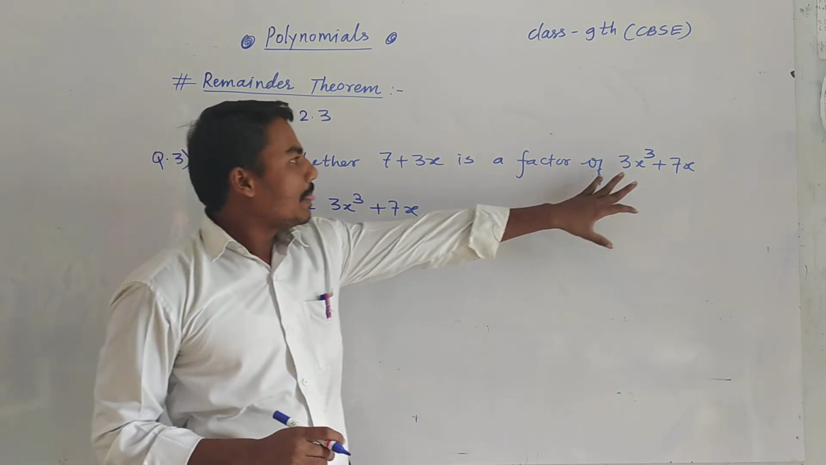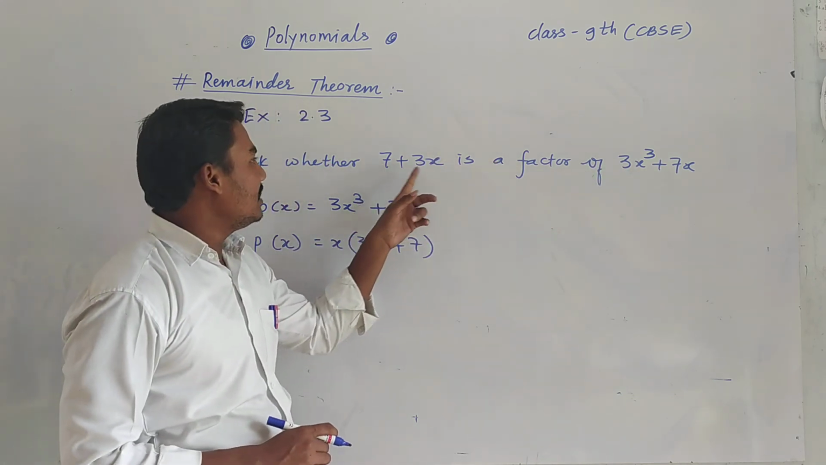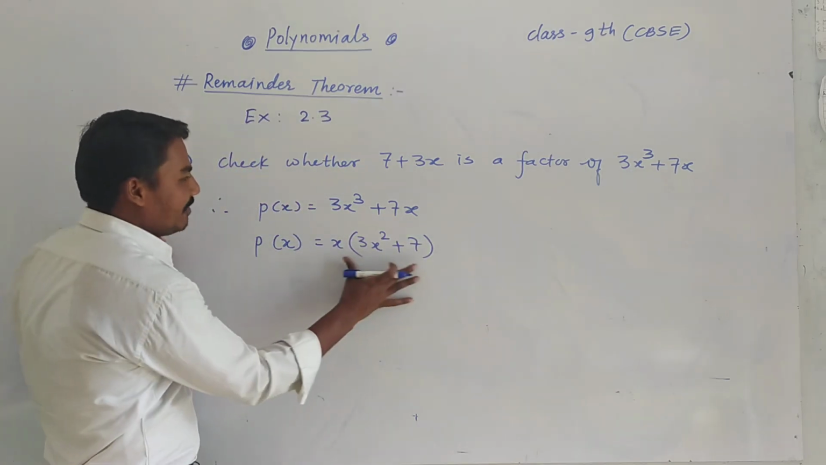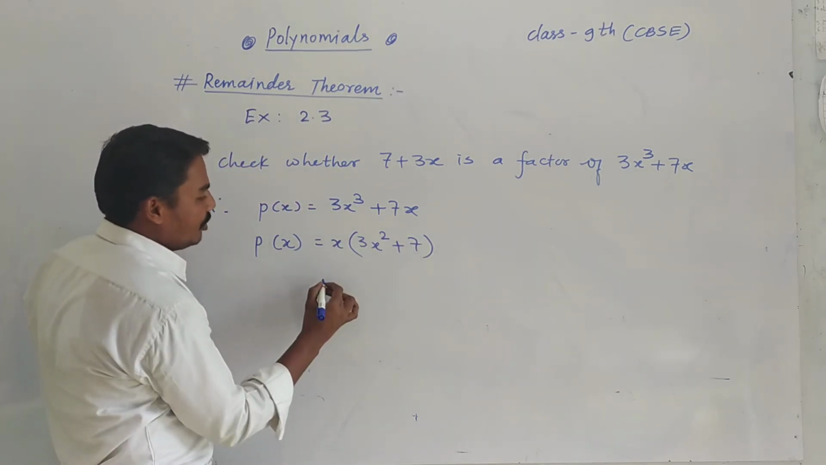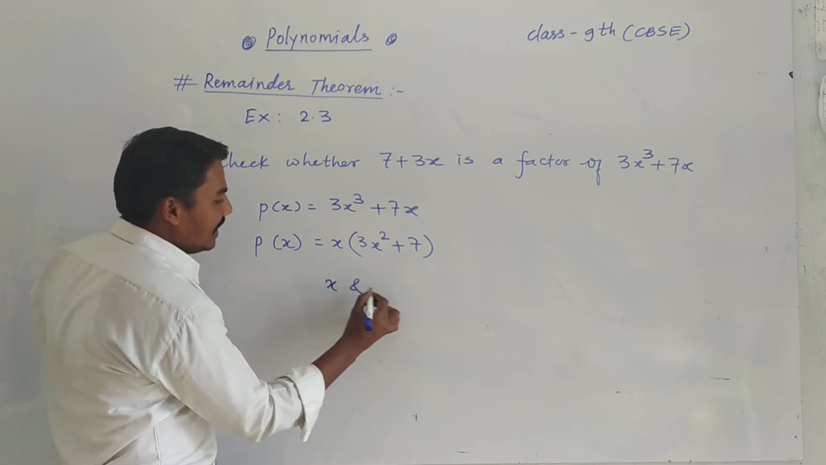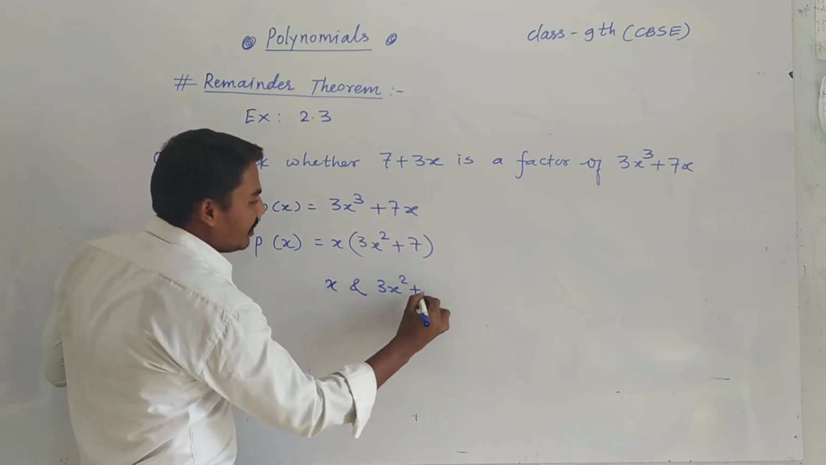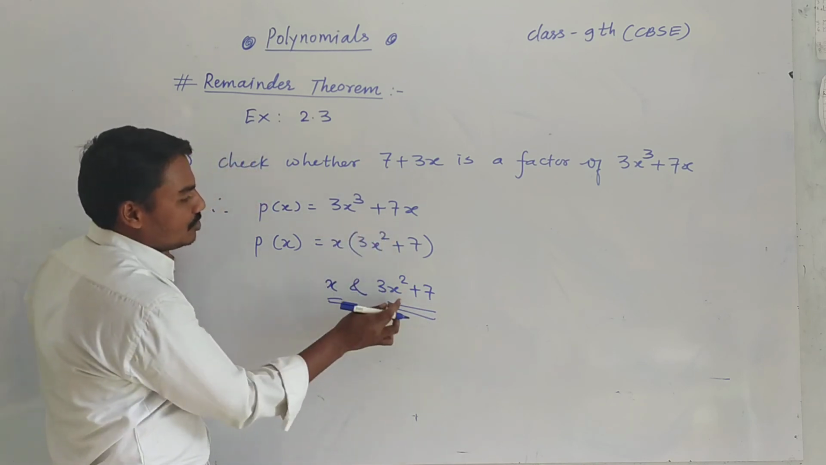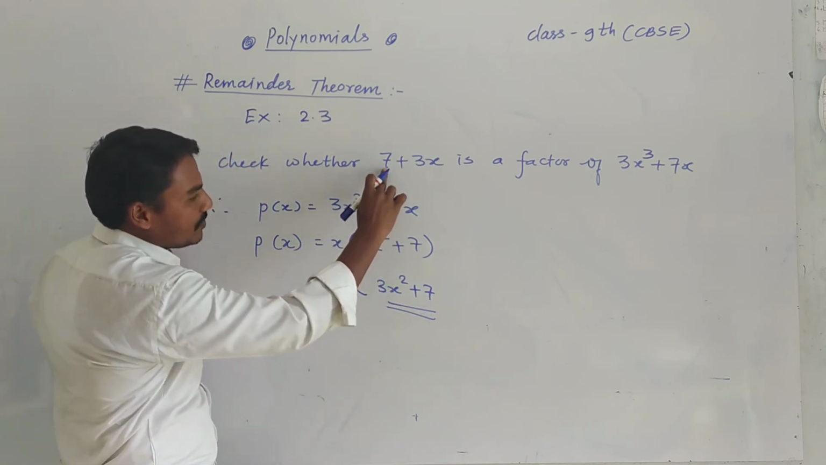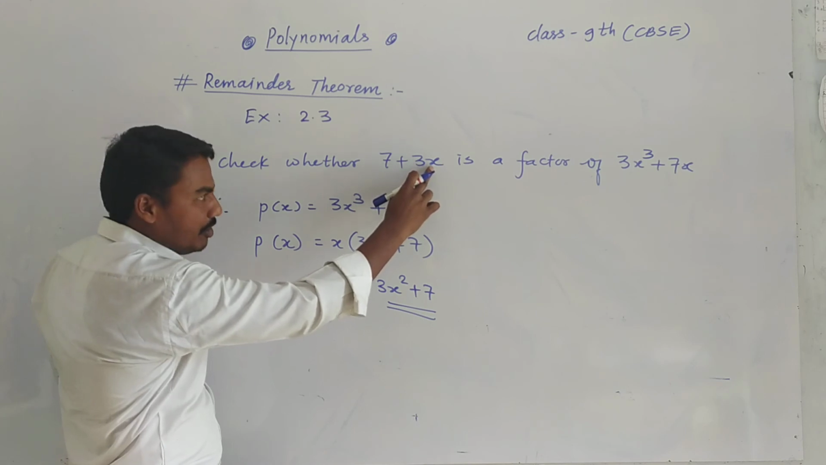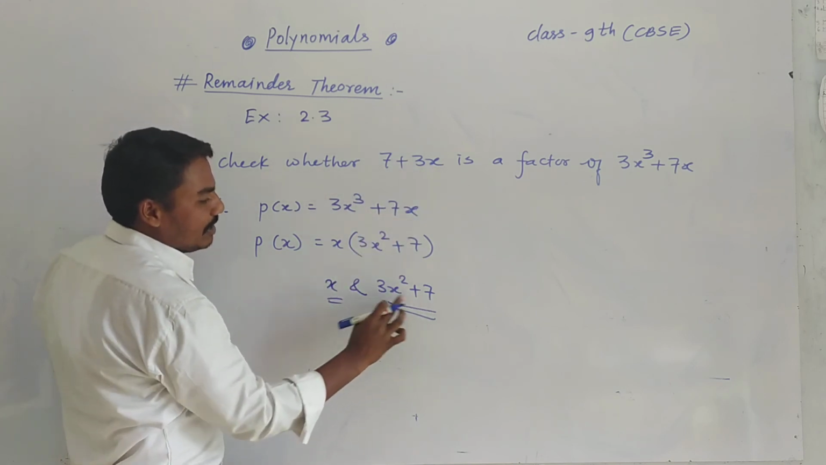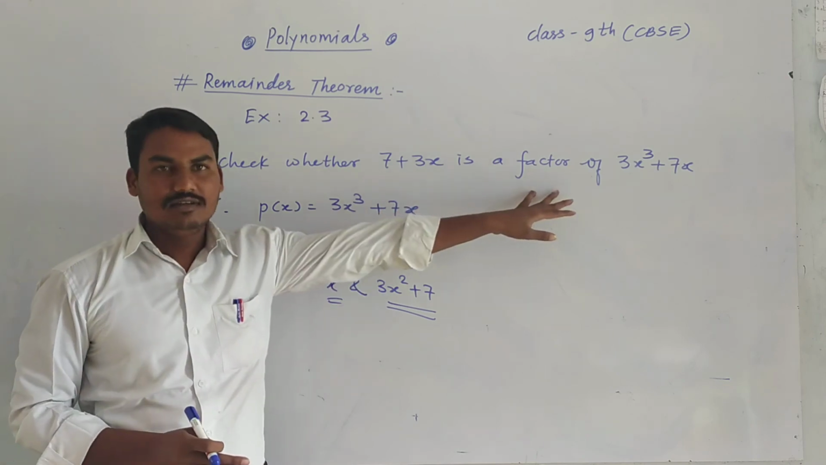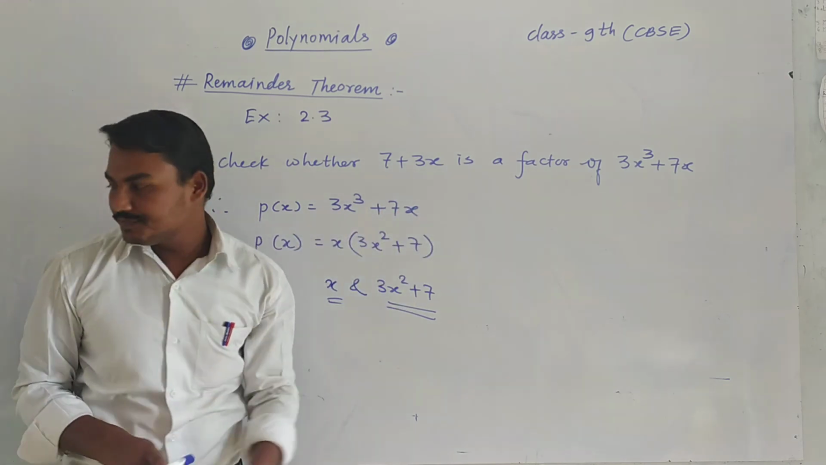So is 7 plus 3x a factor of this polynomial or not? No. The factors of this polynomial are x and 3x square plus 7. These two are the factors of this polynomial. So 7 plus 3x is not a factor of this polynomial; 3x square plus 7 is a factor. Understood?